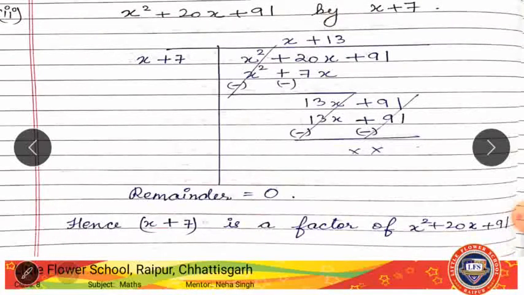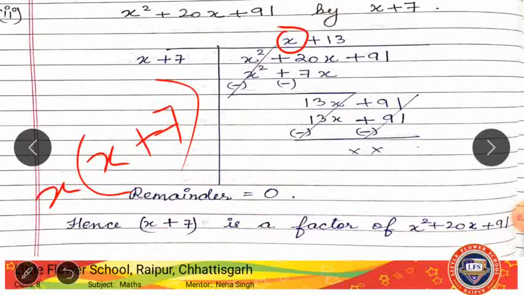We have to divide the first term of the dividend by the first term of the divisor. Second step, after dividing you are going to write the answer in place of the quotient. Third step, now the term of the quotient we got has to be multiplied with the divisor. What do we get as the answer? x into x is x square. 7 into x is 7x. So x square plus 7x we are getting. This was the third step.